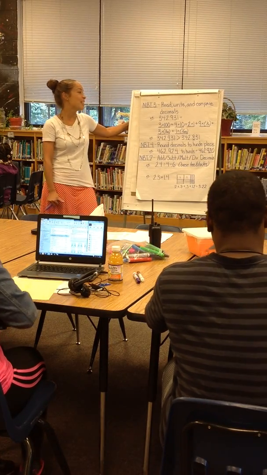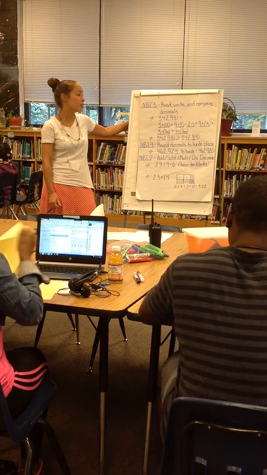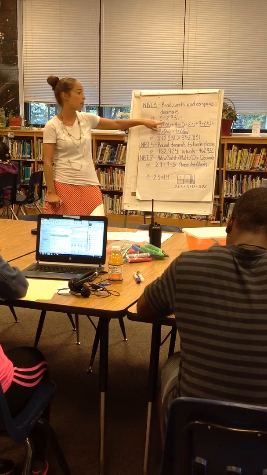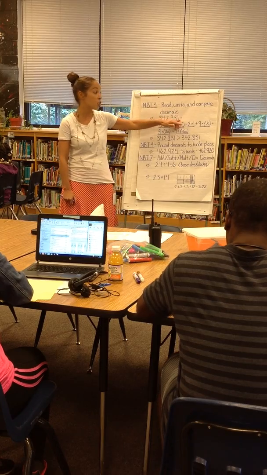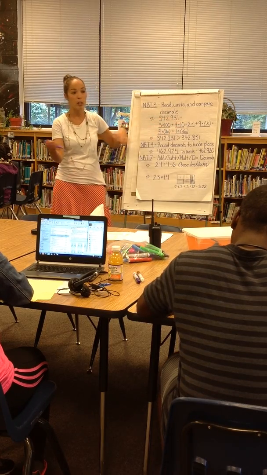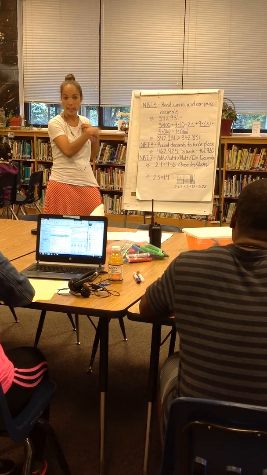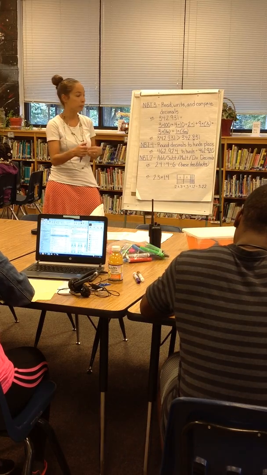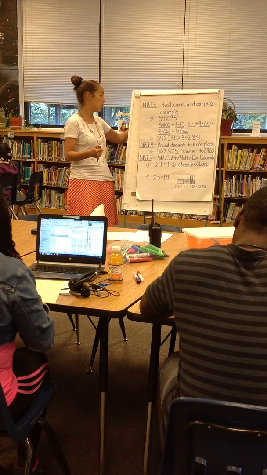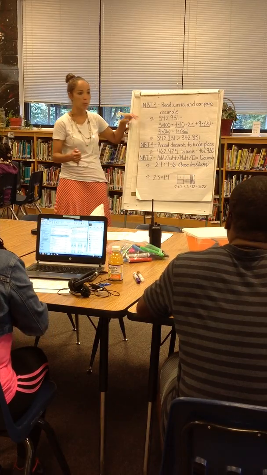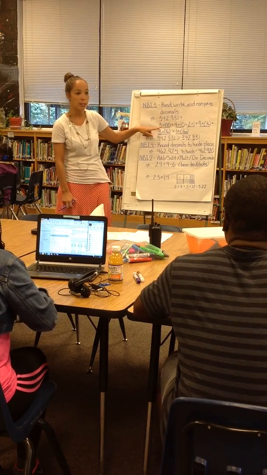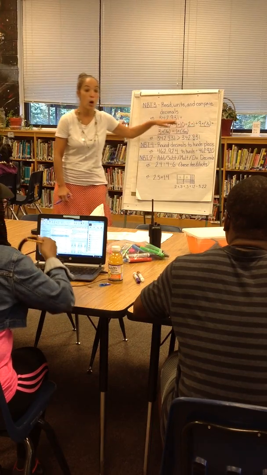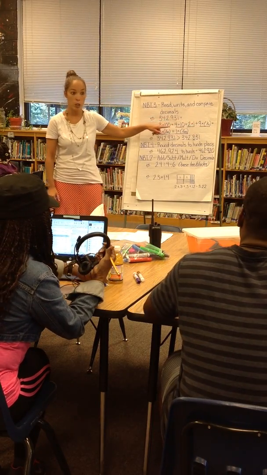All right, NVT 3, read, write, and compare decimals. So here we have our decimals. Remember, we're going to go to the tenths. This is to the hundredths. But when they're on that last standard, when I said that they had to compare. This is just your place value. So this is expanded form, but all the way down to the hundredths.